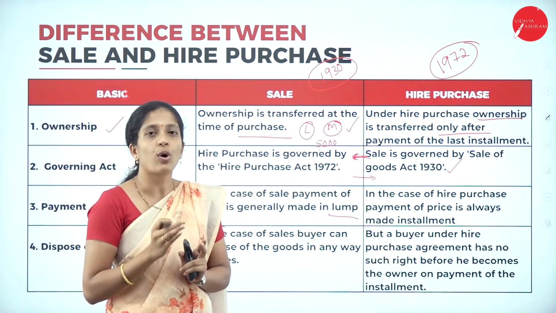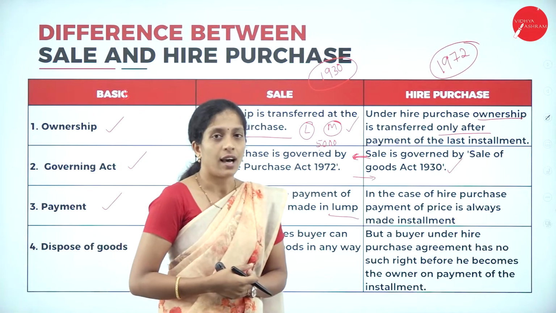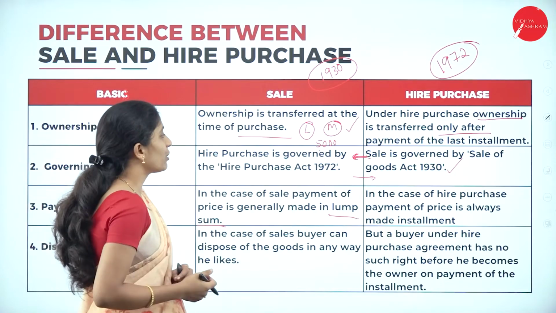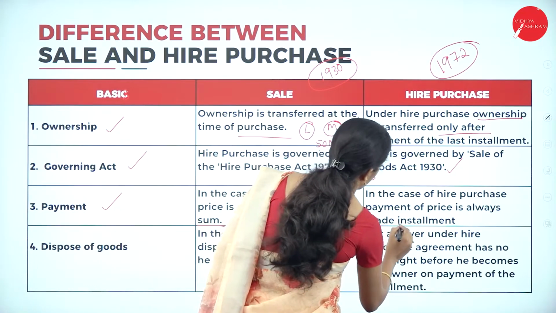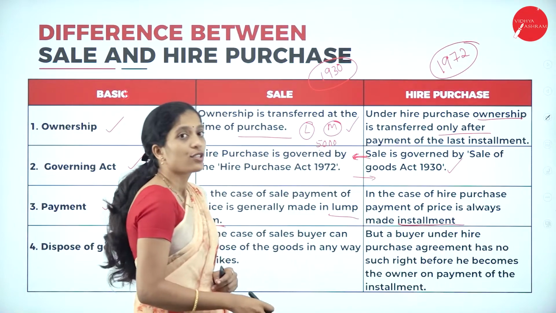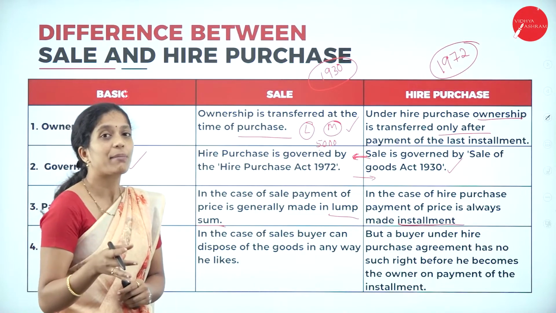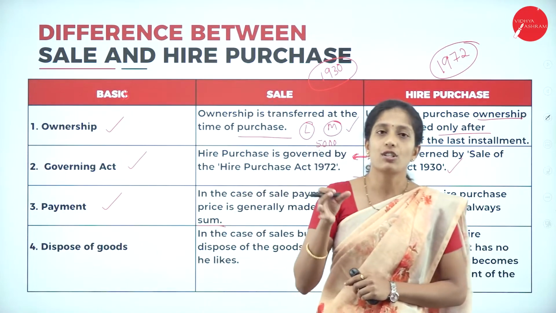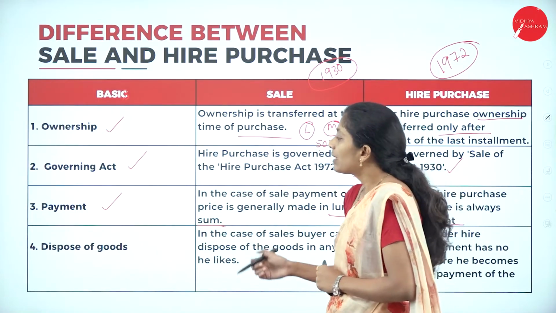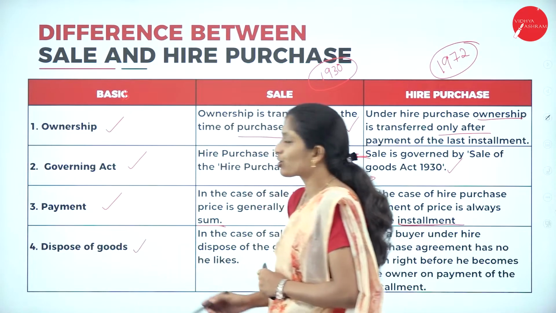In the sense, the total amount will be paid to the hire seller. Whereas coming to the installment, in the case of hire purchase system, the price is always made in installment. So in a hire purchase system, the payment is always made in installment, whereas in sale, it is always paid in lump sum.